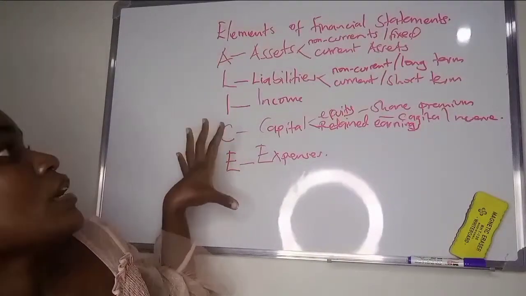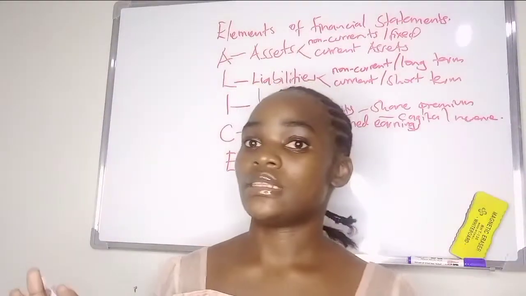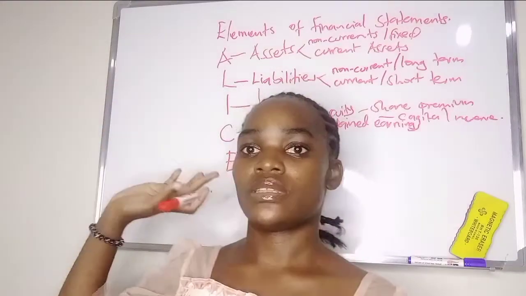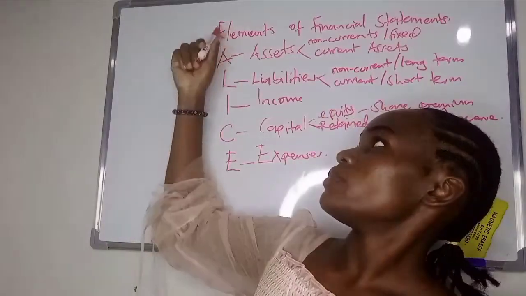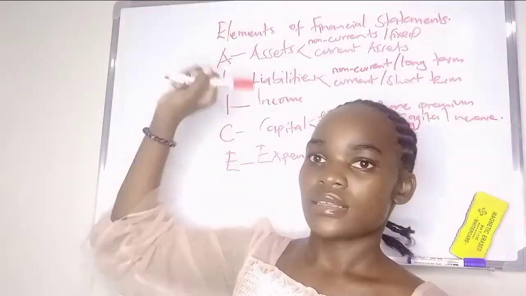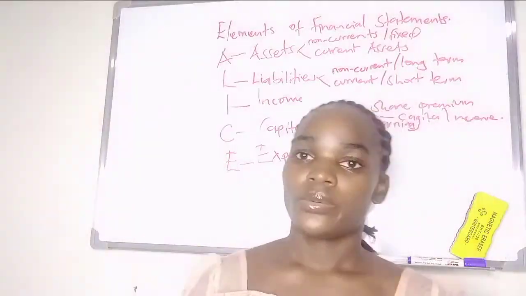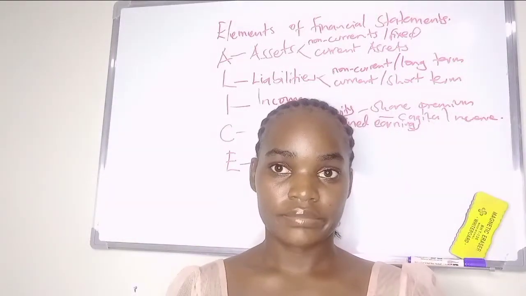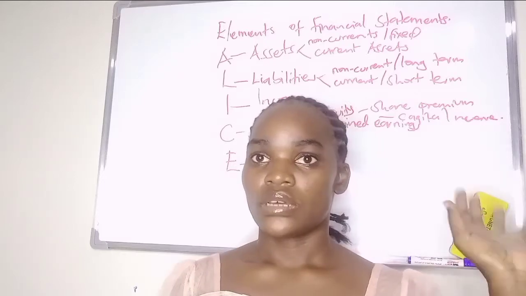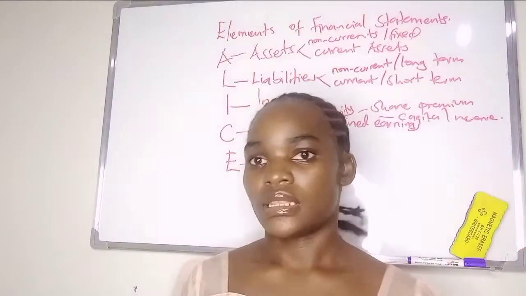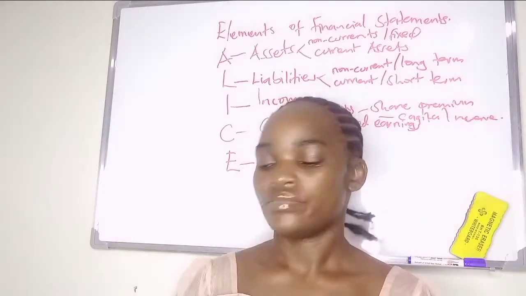These are the 5 elements of financial statements. In case they ask about them, these are the ones. You just have to cram this formula, ALICE: assets, liabilities, income, capital, and then expenses. Now let's look at their effects on the debit side and then on the credit side.